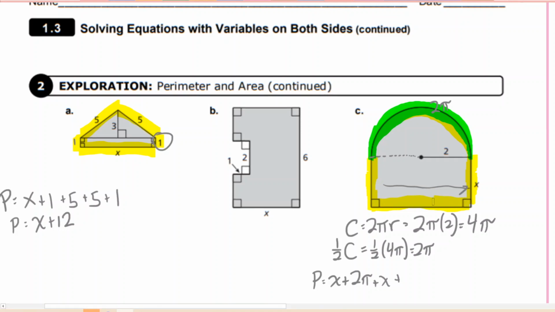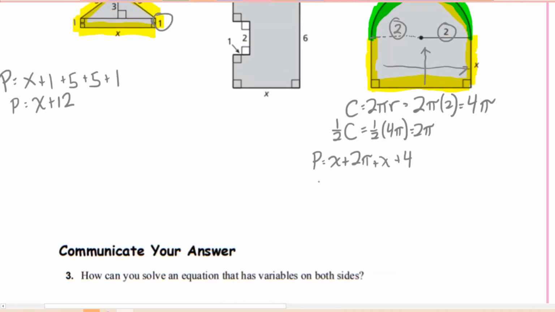Well, how long is that? And to do that, we're also going to look across the way. And if this piece is 2, then this piece over here has also got to be 2. So we're talking about 4. So the perimeter is equal to, let's see, 2x plus 2 pi plus 4.